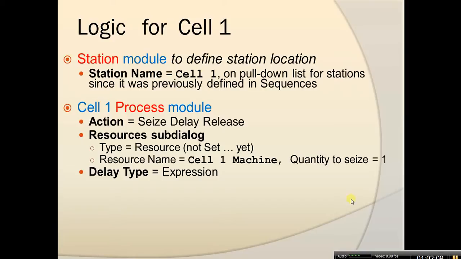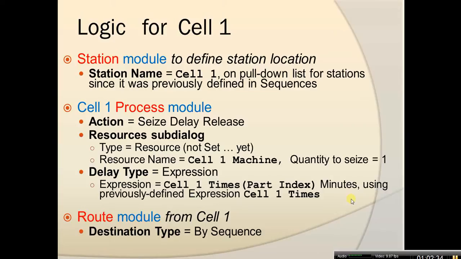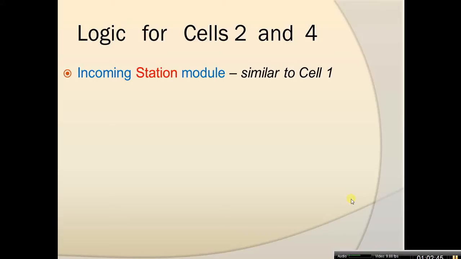And then delay type will be expression. So we're going to build this expression cell 1 times, and then it will be dependent on part index. And that we already defined our cell 1 times in the expression module in advanced process. And then we'll use a route module to route from cell 1. And the destination again will be by sequence. And so we'll use the stations later to add the sequences.